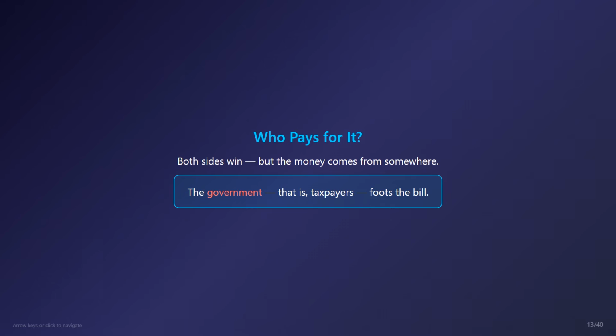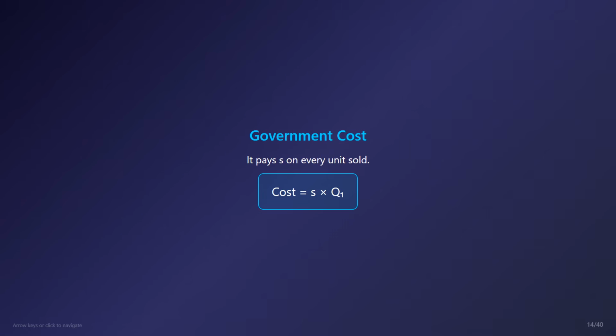So if both sides win, where's the catch? The money has to come from somewhere. The government, which means the taxpayers, foots the entire bill for the subsidy. How big is that bill? The government pays S on every single unit sold. So its total cost is the subsidy times the quantity, S times Q1.